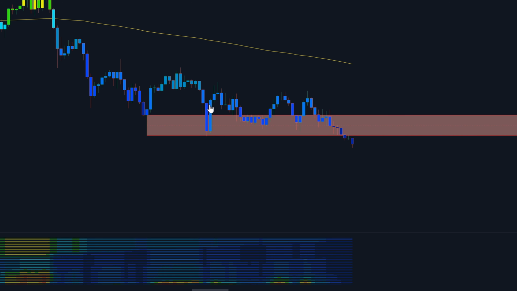This was the first test where the price failed to break and close under the level. This was the second test. This was the third test. And then on the fourth test, what happened? The price broke and closed under the level.